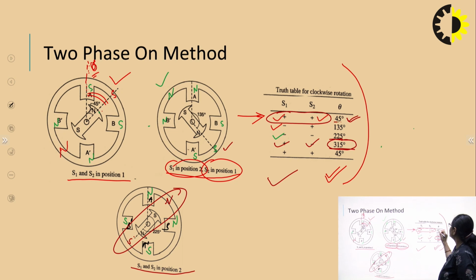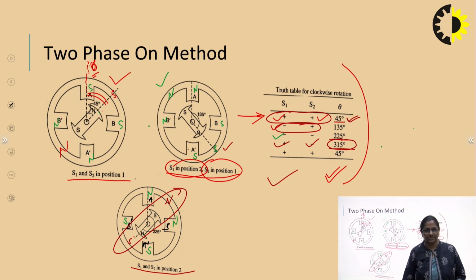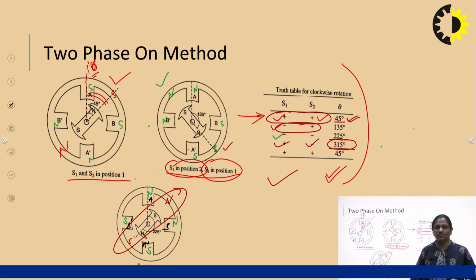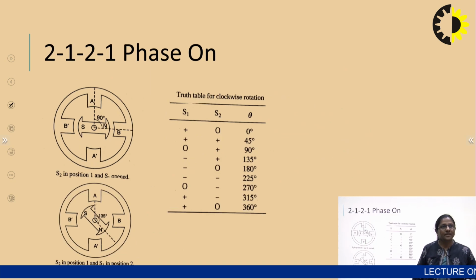When the rotor is at an angle of 45 degrees, you want a rotation in the counterclockwise direction by an angle of 90 degrees. So, you just have to reverse the direction of current flowing in the phases, okay, with respect to what we have marked over here. Now, the next mode of excitation is 2-1-2-1 phase on.